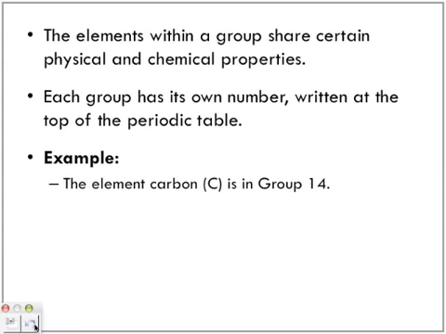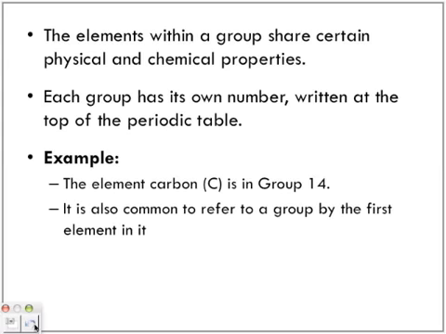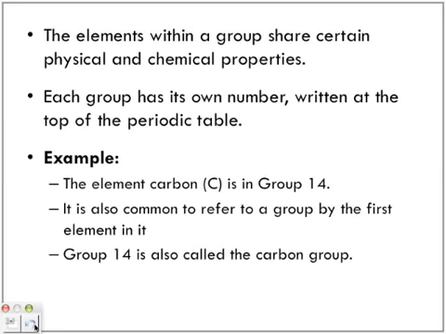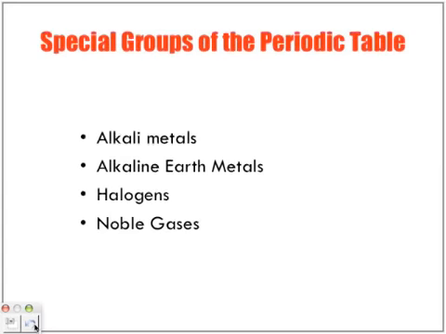So, example. The element carbon is in group 14. It doesn't have an exact name, but if we look at carbon, it's the first atom in that group. So we call it the carbon group. We refer to it by the first element in that column. So group 14 can also be referred to as the carbon group. But the most important groups to be able to identify are those four that I showed you: the alkali metals, the alkaline earth metals, the halogens, and the noble gases. But don't worry, I'm going to show you them individually, and I'll show you what those names are written. So, here they are.